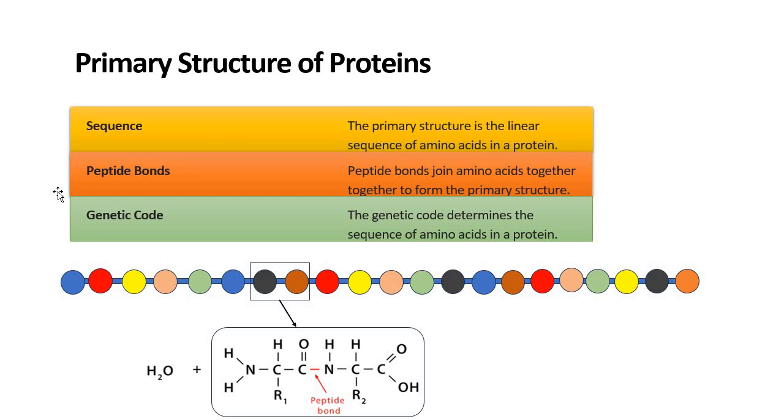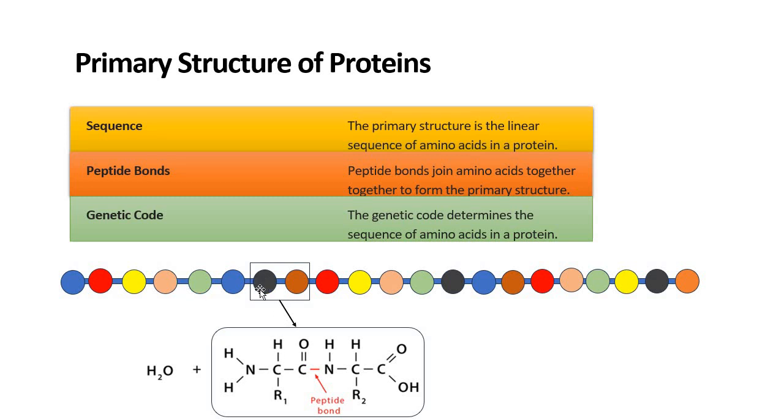Peptide bonds. How do peptide bonds form? So you can see in this image, this is the image of the primary structure of protein. These circles with different colors are the amino acids, and the bonds through which they are bonded to each other are the peptide bonds. Then how does a peptide bond form?